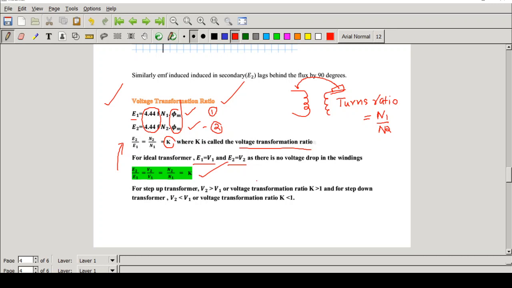Now the value of K: for a step up transformer, the output voltage will be more than the input, so the transformation ratio K will be greater than 1. For a step down transformer, the output voltage will be less than the input voltage, so K will be less than 1. Everything depends on the ratio K, which is taken as N2 by N1. You should not get confused, it is N2 by N1. By changing the number of turns, you can change K, and by changing K, you can change the voltage. That is the concept of voltage transformation ratio.